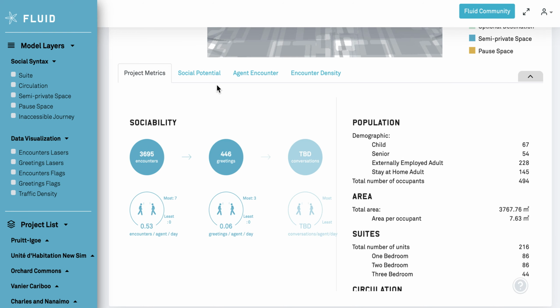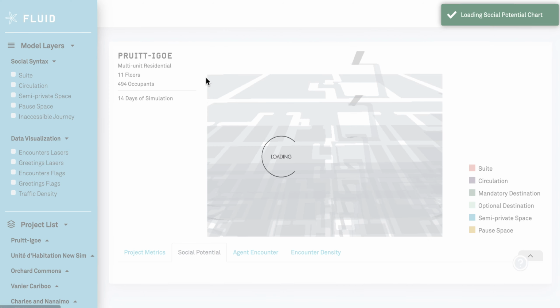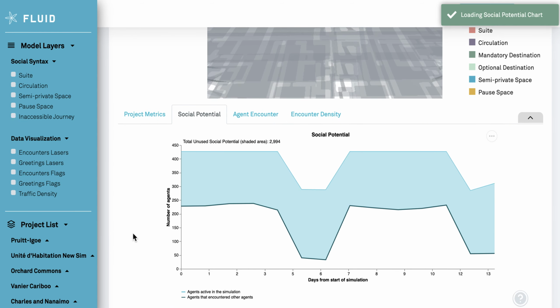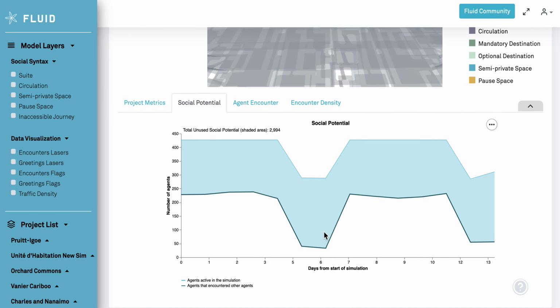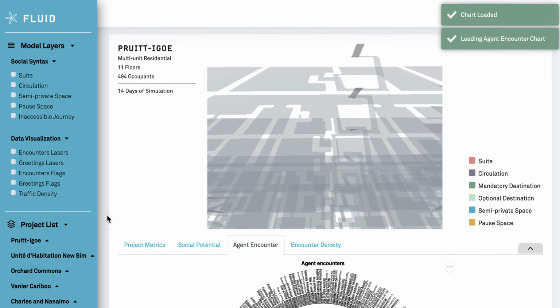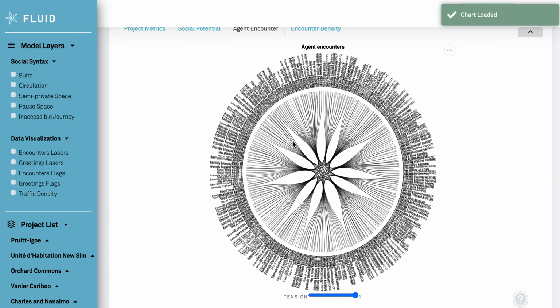Now, we also have some Vega graphs, using the Vega graph approaches, which enables us to assert the total number of people moving in a building on a given day, and then out of that, how many of them actually encountered one another. So you can see that's the social potential. Similarly, as we go through this, we'll just load this. You can see who encounters one another.